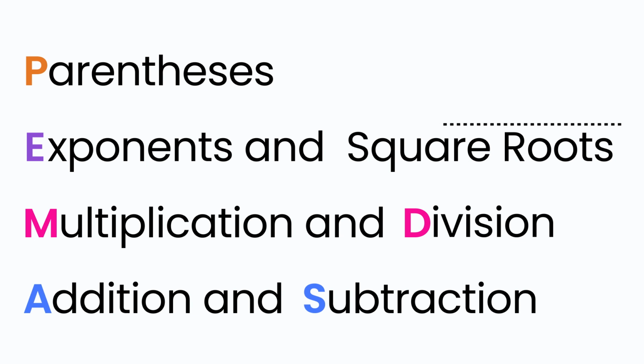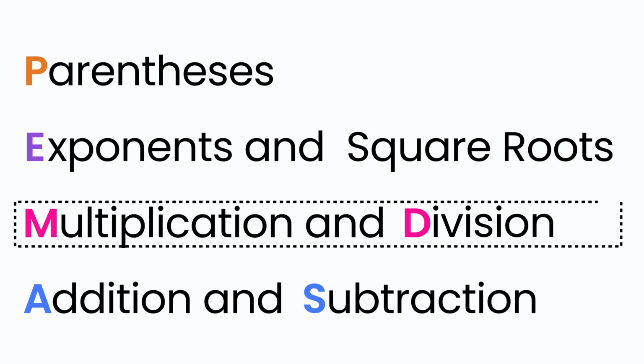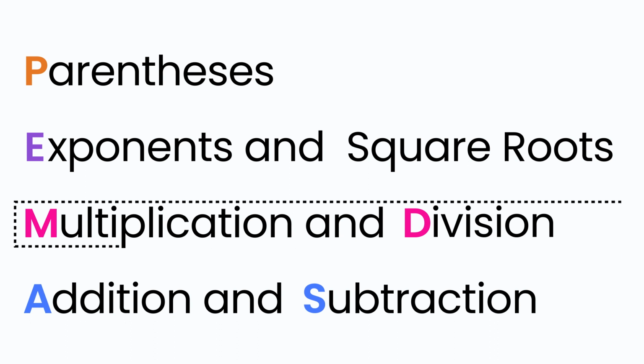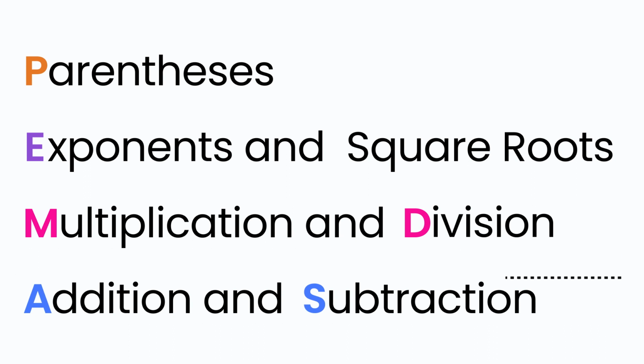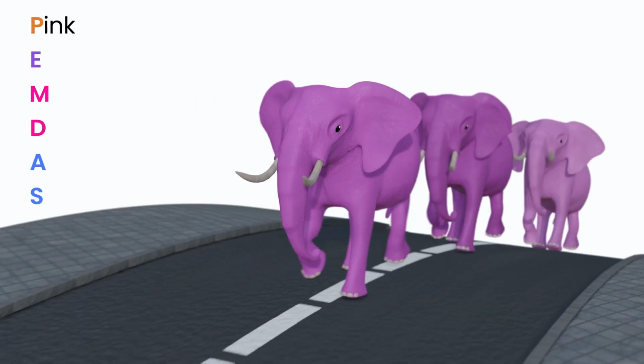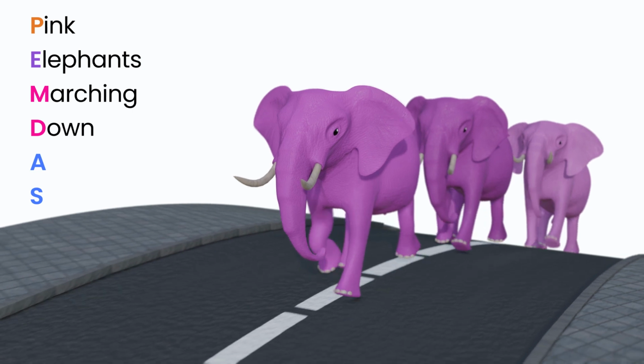When every exponent and square root is gone, you proceed to solve multiplication and division. Then, finish with addition and subtraction. You can remember PEMDAS by thinking about pink elephants marching down a street.